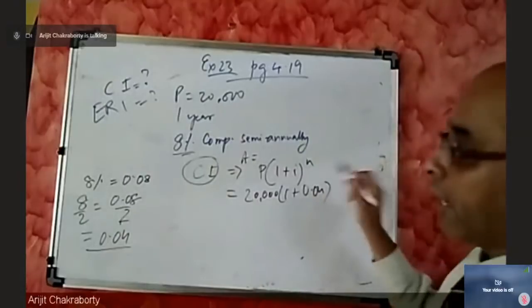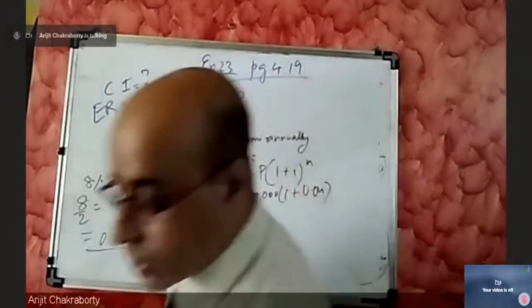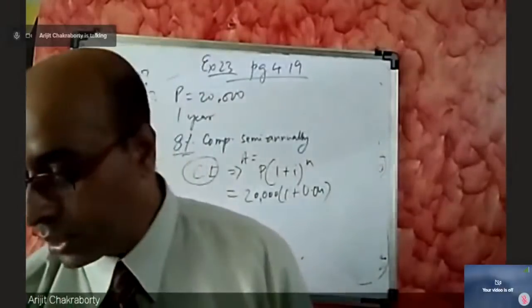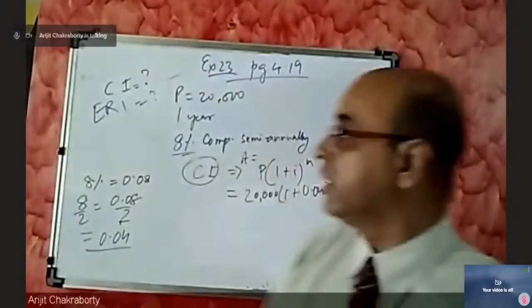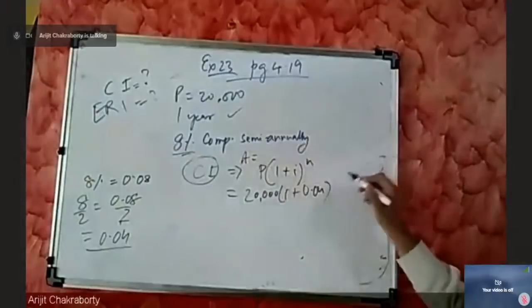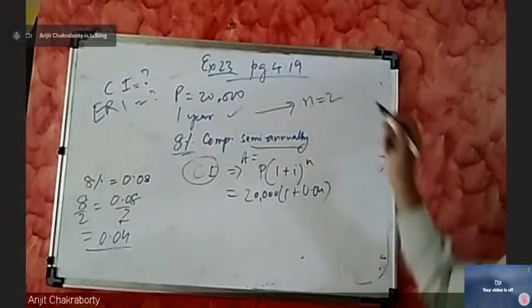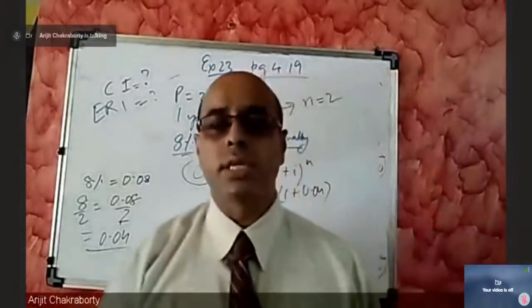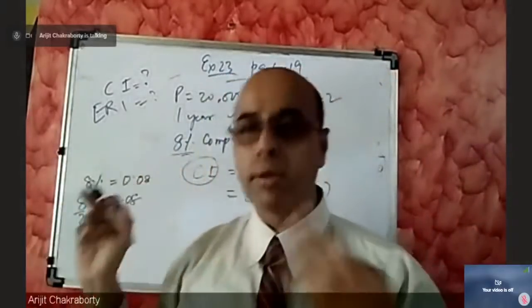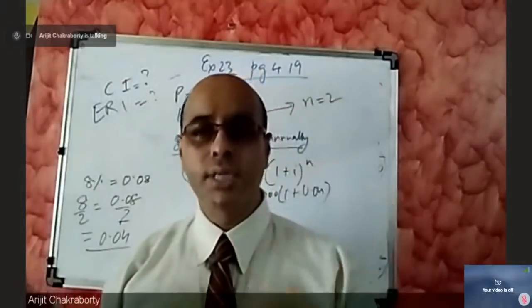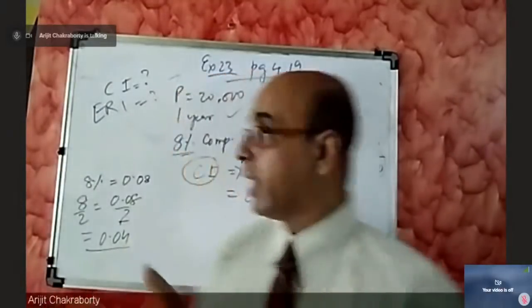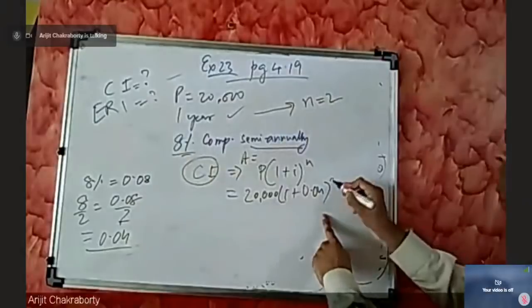0.04, and n. So here, let's once again go to the question. The question is 1 year, right? So n will be 2, because it's semi-annual compounding. Semi-annual is 6 months. Duration is 1 year, means 12 months. So n will be 12 by 6, that is 2. N is 2. So n square.